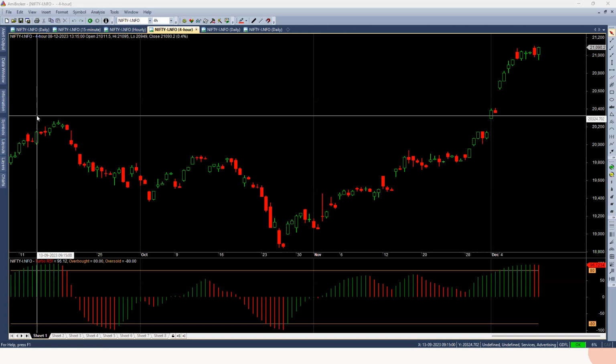Right. So if at all you want to know what the current trend is, or whether there is a change in trend, something like that you want to understand, these indicators will be pretty much helpful.